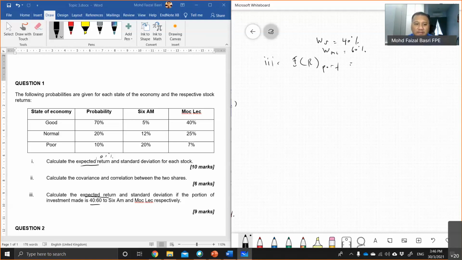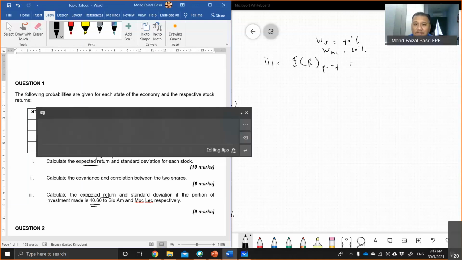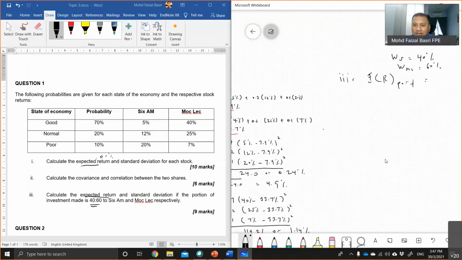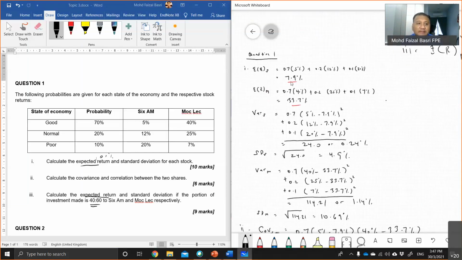Okay, so how did I get this? Because it's here, right? But that's not the case all the time. Sometimes you need to find the weights based on the value, just what I've done in the notes just now. Whereby we need to know the total values first of all, and then individual values for each, and then we find the weights individually. Okay, so to find the expected returns of the portfolio, all right. So we have the individual ER earlier, which is this one, 7.9 and 33.7 respectively for 6 AM and ML.